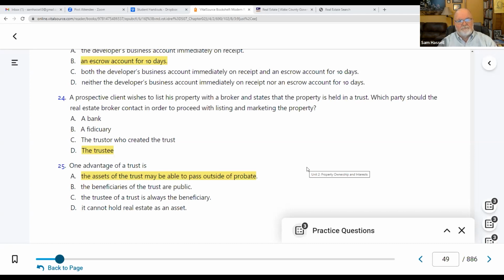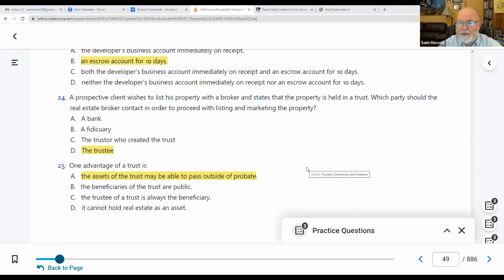All right, last one. One advantage of a trust is the assets of the trust may be able to pass outside of probate. And I think I explained that, right? God forbid something happens to one of the beneficiaries. Well, the state doesn't have to take a look at all the assets before it passes to the rest. Because who owns it? The trust owns it, right? Those people don't own it. Technically, dotted line, they're the beneficiary for everything that happens, but they're not owners, okay? So we pass this outside of probate.